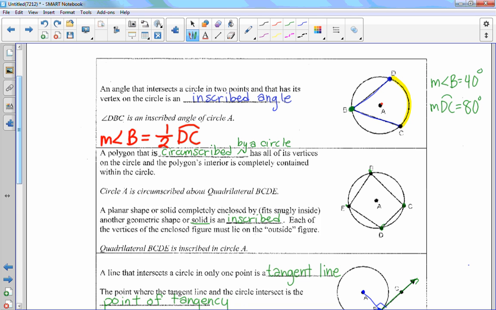Okay, so we've done an angle where the vertex, Connor, you gotta focus this way. You two will stop poking each other.